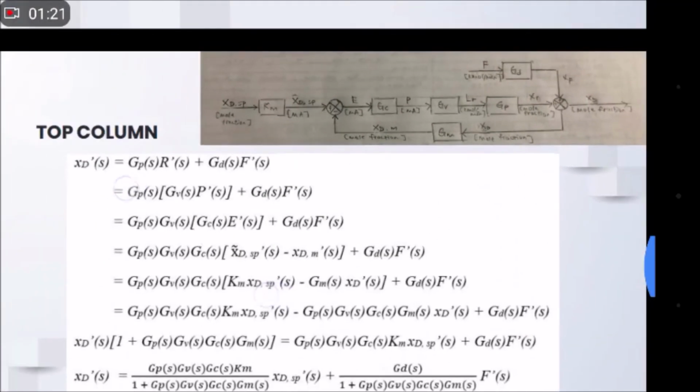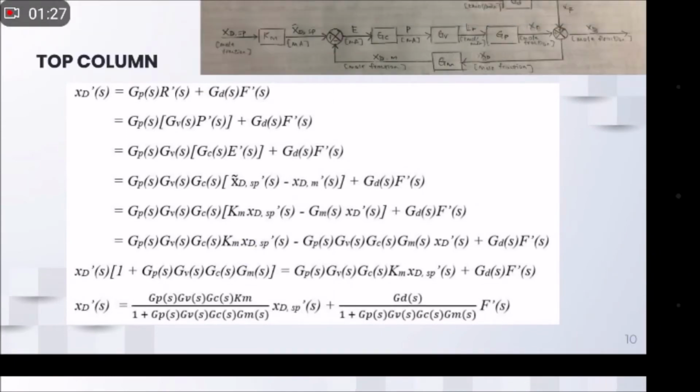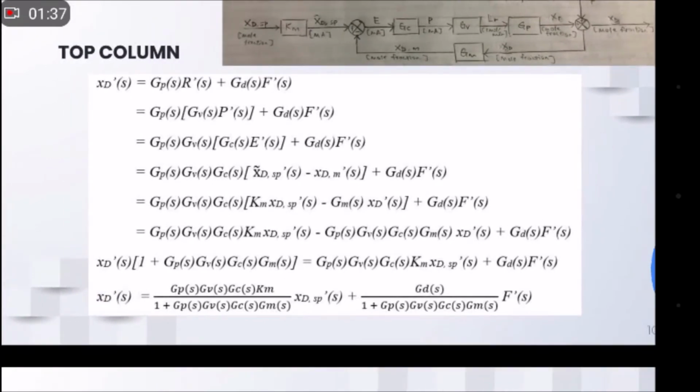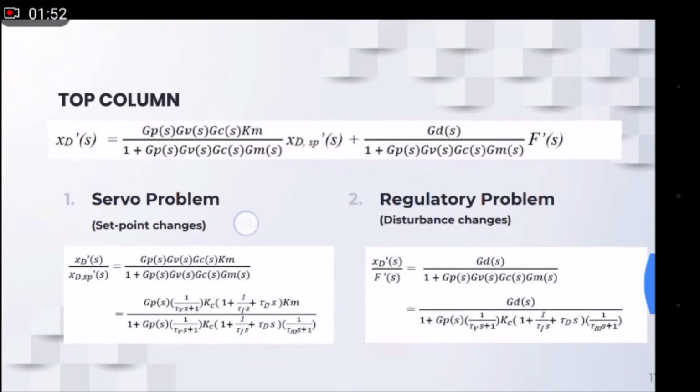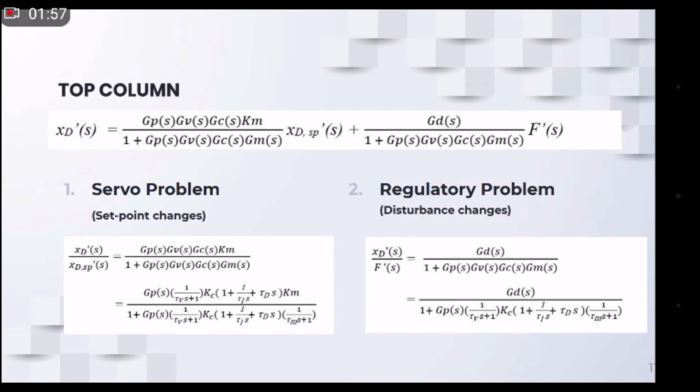So here is our final transfer function of methanol composition as distillate. We move everything with XD to the left hand side so that we can rearrange the transfer function in terms of XDSP and F, which are our disturbance and the set point. So here is our final transfer function in terms of XDSP and F.